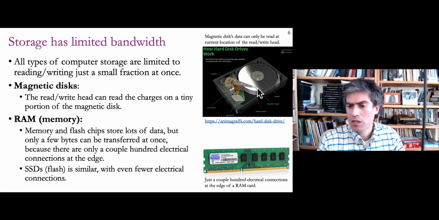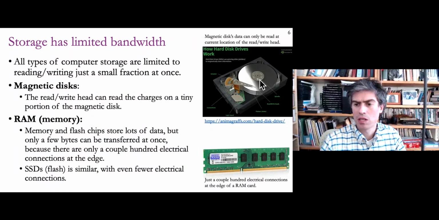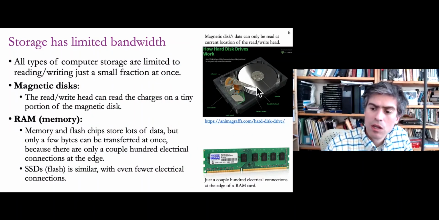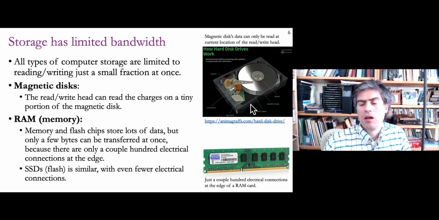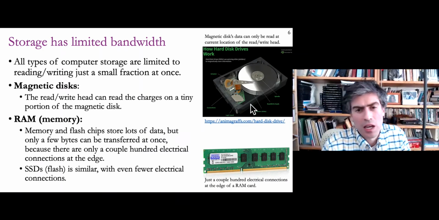So there's only a tiny bit that you're reading from at once. You can't read from the whole disk at once. If you wanted to read from the whole disk, you would move the arm to the edge of the platter, start spinning it, read all the tracks, and gradually move the arm inward. And for a disk like this, it would take about a full day or maybe 2 days to read all the data off of it.